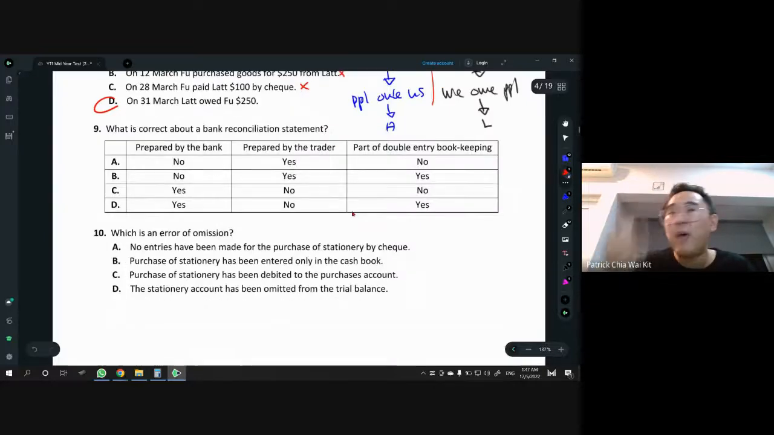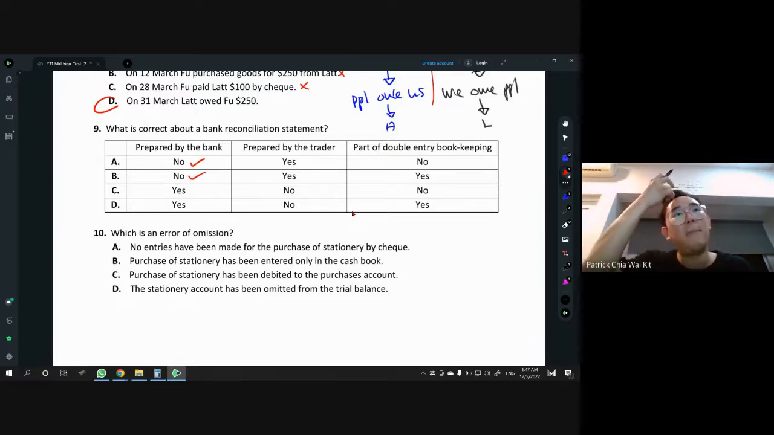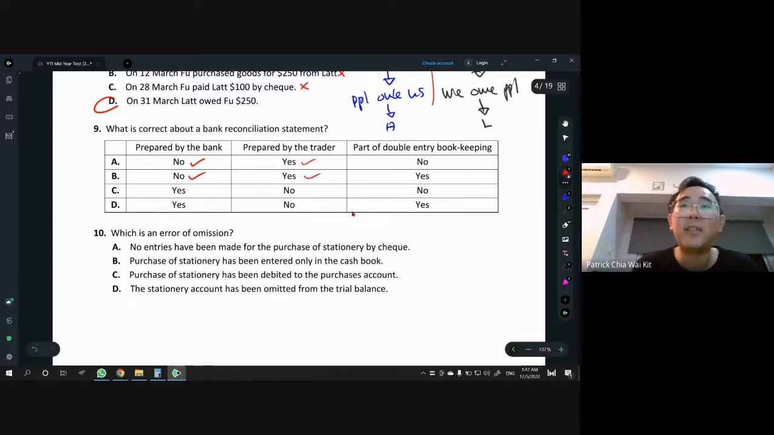What is correct about the bank reconciliation statement? Just remember this: the bank only prepares one thing for you, and that is the bank statement. So in this case, is it prepared by the bank? Definitely not, so the answer is either A or B. Is it prepared by the trader? Yes, prepared by the business. Is it part of the double entry bookkeeping? No, because double entry bookkeeping means level 1, level 2, level 3. Level 1 is DR CR, level 2 is T account, level 3 is balance CD BD. Your bank reconciliation statement doesn't have all these things, so therefore no. The answer is A.